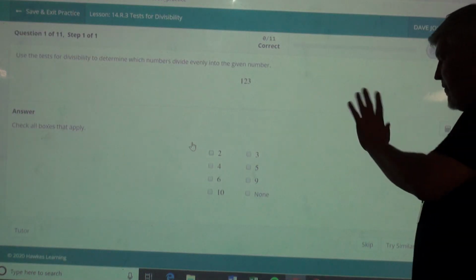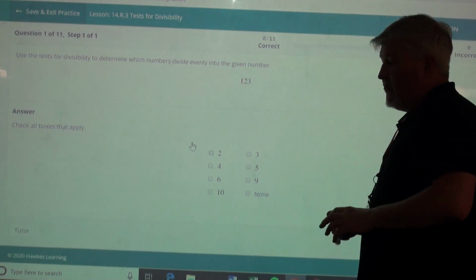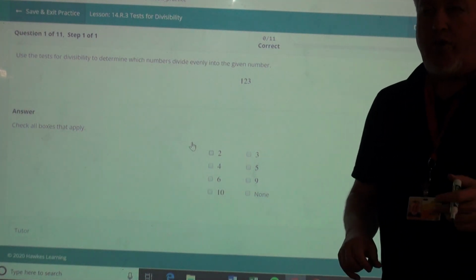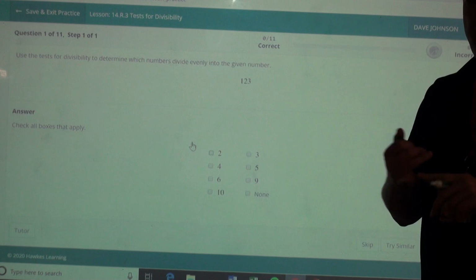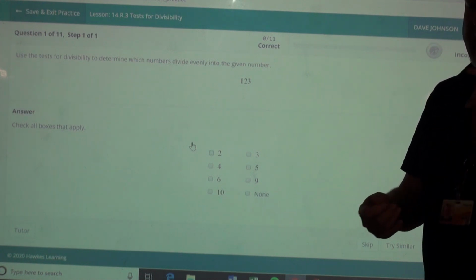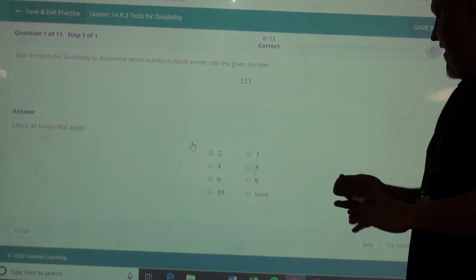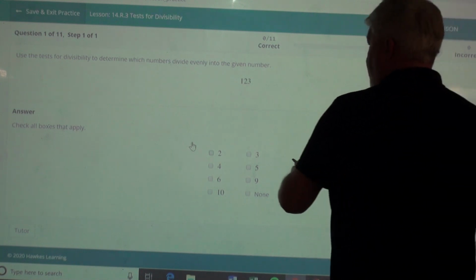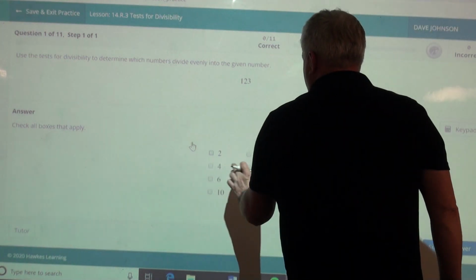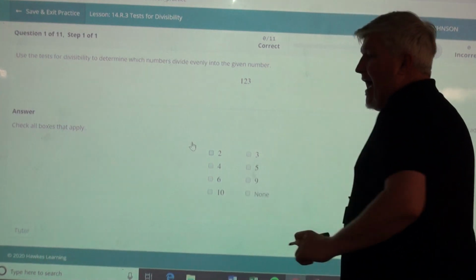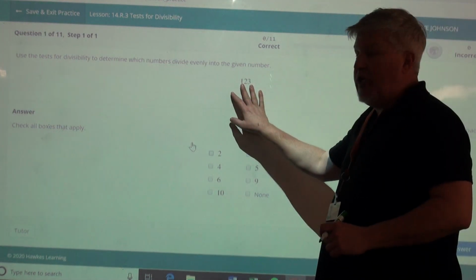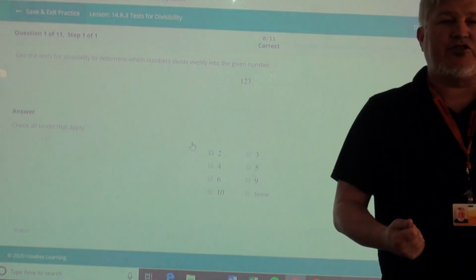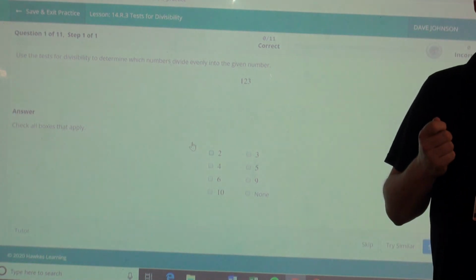Before we get into any work, here's the rules I want you to understand. We're talking divisible by 2, 3, 4, 5, 6, 9, and 10. Those are the ones you're concerned about. They're right here in this very first problem. How do I know if a large number is quickly divisible by those numbers? And I'm going to teach you the tricks to all of them.